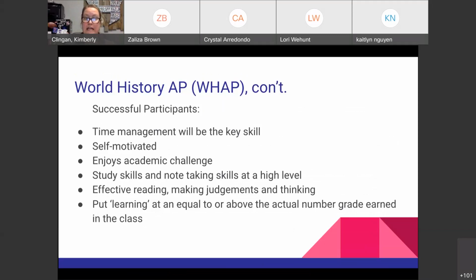Successful participants, again, have excellent time management. They're self-motivated. They love that academic challenge. They're really good at study skills and taking notes, and they put learning at equal to or above that grade level. So a lot of times this is our students' very first C. So that's important to evaluate. Is that C going to be acceptable, or is the learning what's most important? Because for many families, learning how to learn, learning how to be successful, learning how to hold yourself at that higher level is just as important or more important than that actual number grade.